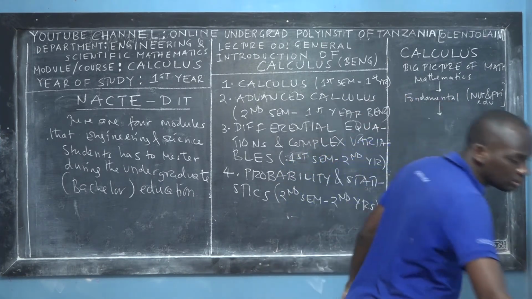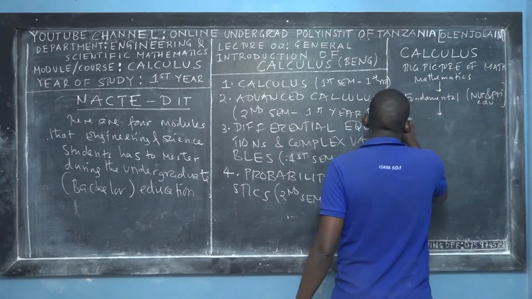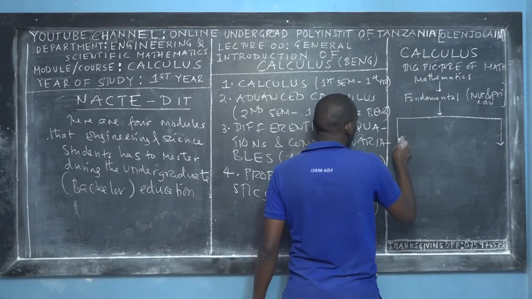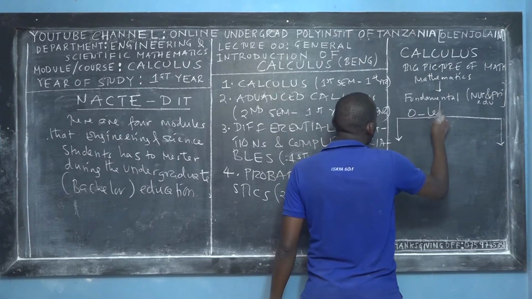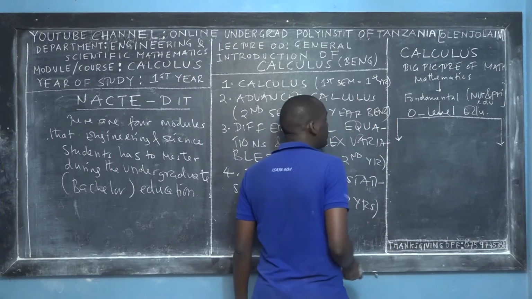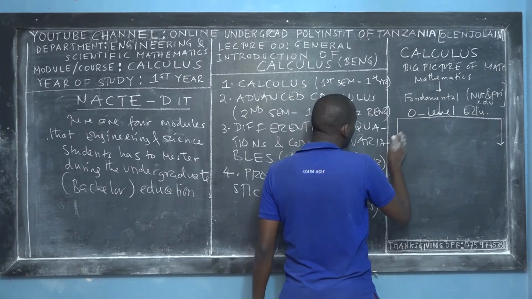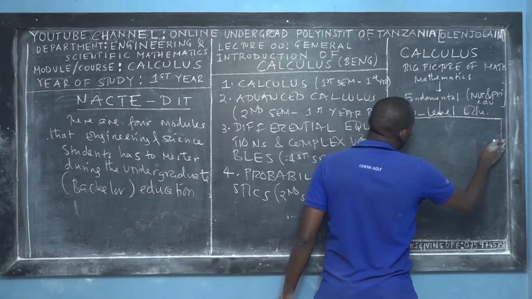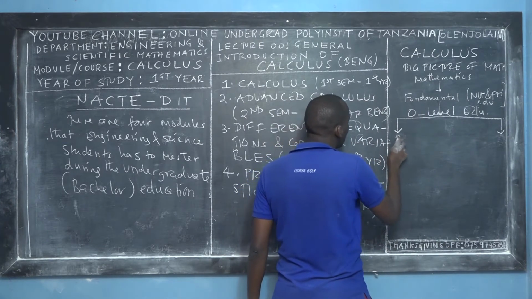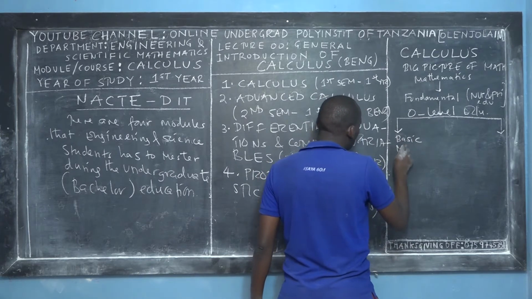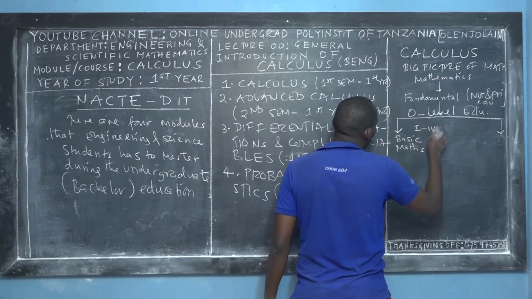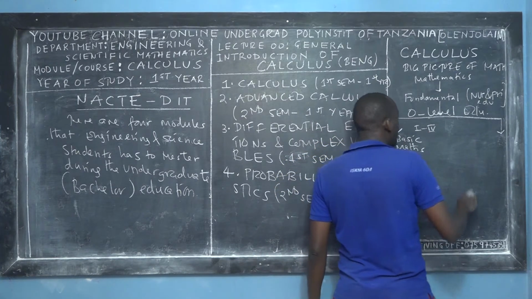But when we have been learning basic mathematics in O-level, ordinary level education, we have 2 categories. This is a general introduction, remember. The first category is where students learn basic mathematics, from Form 1 to Form 4.